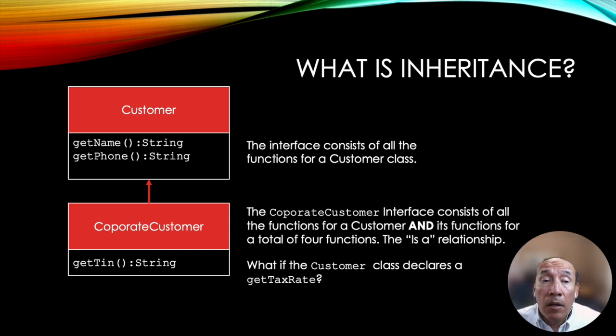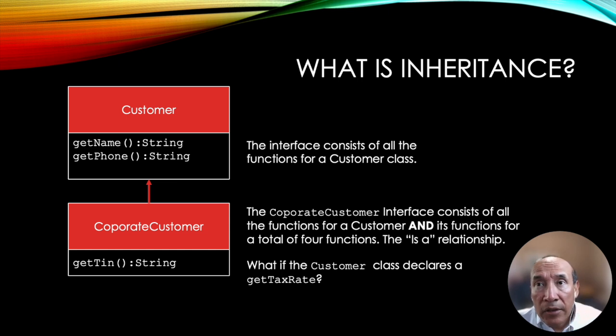But both corporate customers and customers do have names, and they do have phone numbers. So remember that example that all corporate customers are customers? Well, all corporate customers here have names and phone numbers. I don't need to re-implement that logic in my corporate customer because I can just reuse what's in customer.